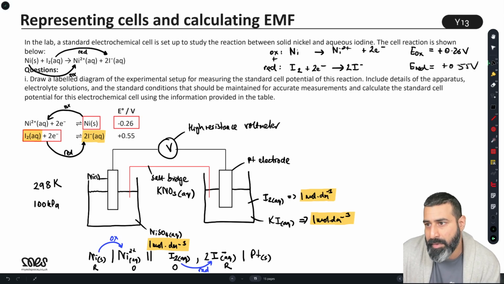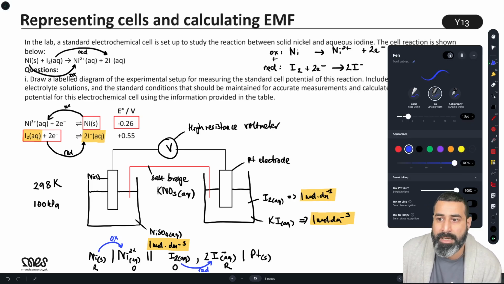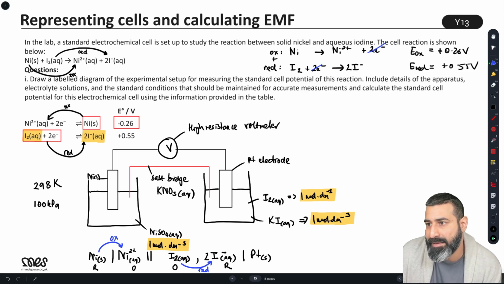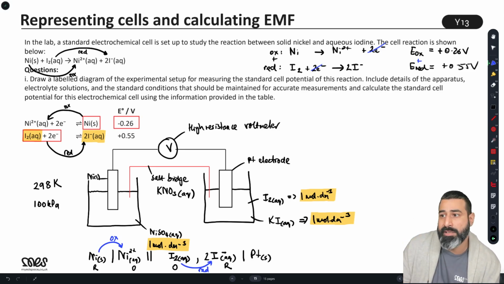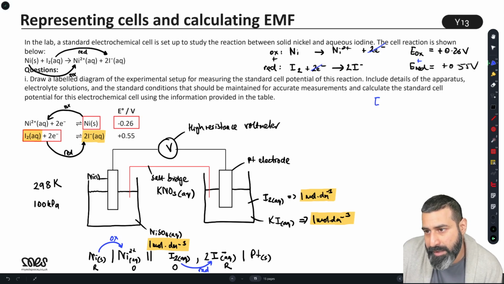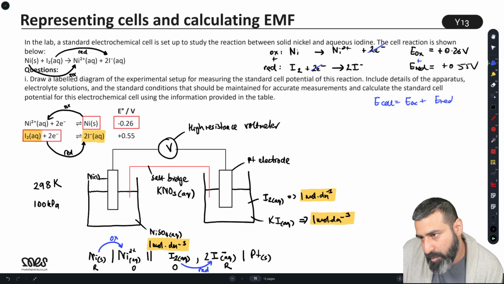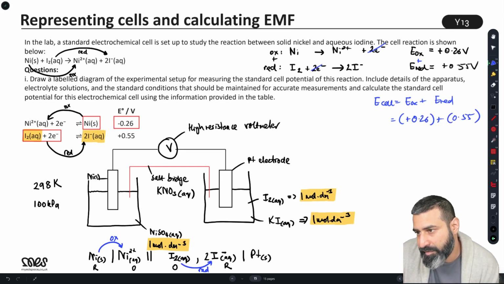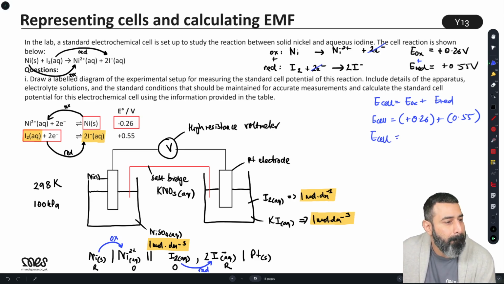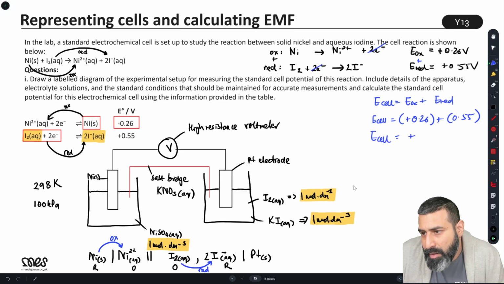And then remember, the overall reaction is going to be the oxidation and the reduction added together. So if we add these together, we're also going to add EOX and E red. So therefore E cell is EOX plus E red. So it's going to be plus 0.26 plus 0.55. Okay, and if we process this, E cell works out as, what do we get? So we're going to get plus 0.81 volts, so feasible.